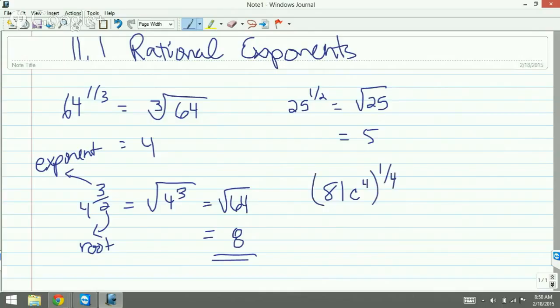Okay, next one. We have to combine properties of powers with fractional exponents.